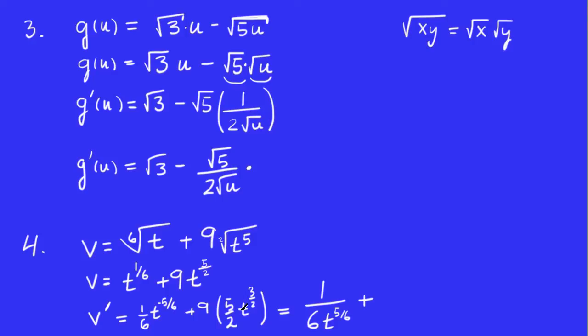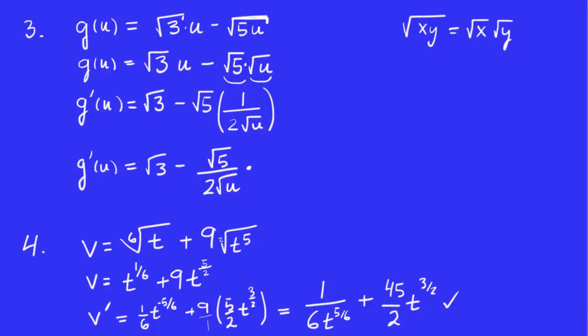And here, how do we multiply these fractions? Well, this 9 is really 9 over 1, right? Remember, multiplying fractions is the easiest thing because it's just top times top, bottom times bottom. 9 times 5 is 45. 1 times 2 is 2. And there we go. So there's the answer there.